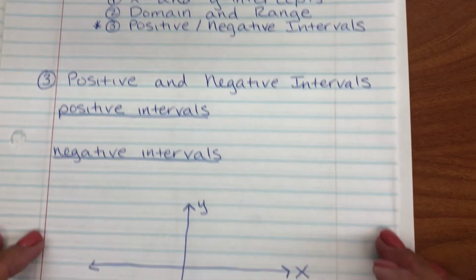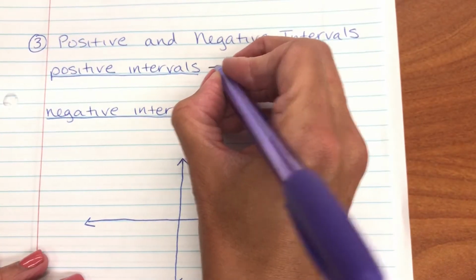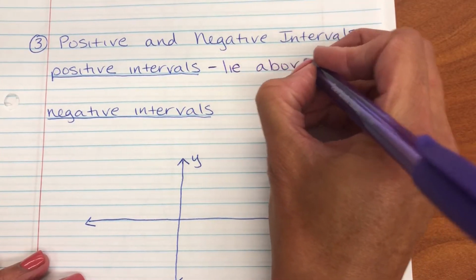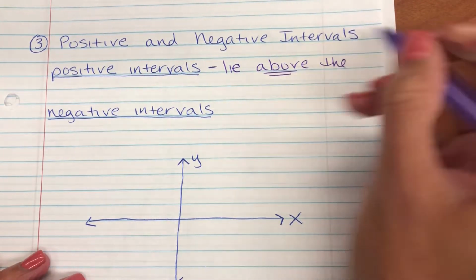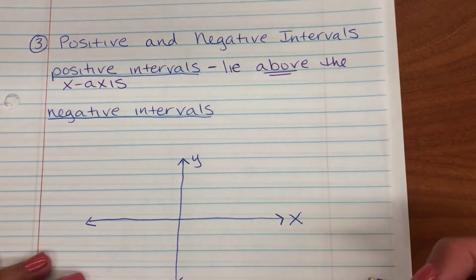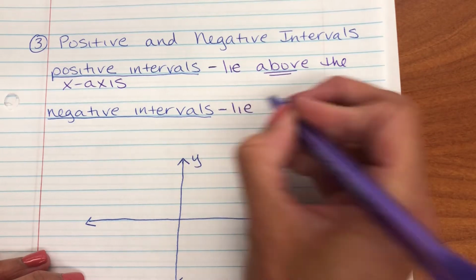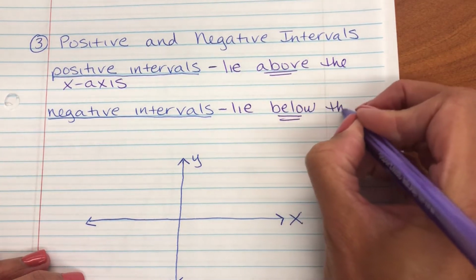So let's start by defining our terms. Positive intervals lie above, that's the key there, lie above the x-axis. And then negative intervals lie below the x-axis.